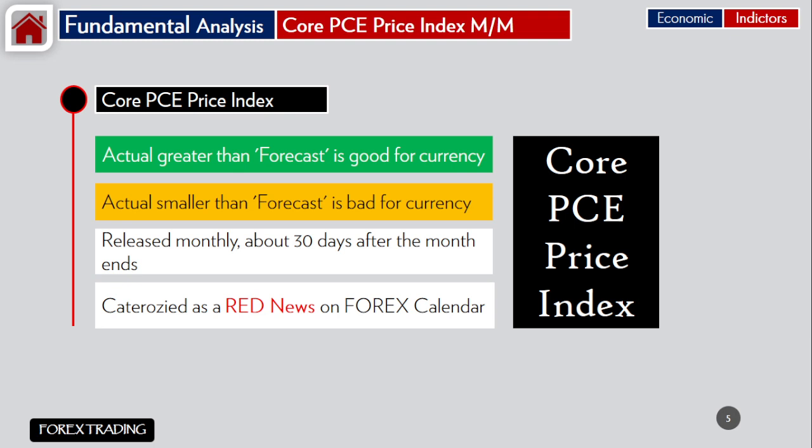Okay, when the data comes out in the market on a monthly basis about the core PCE price index, if the actual data is greater than forecast, it is good for the currency, and if actual data is smaller than forecast, then it is bad for the currency. It is released monthly, and it is categorized as red news on the forex calendar, meaning that forex traders need to watch out for this data. Either they can trade into profit or trade into loss based on the results of this data, and from there on they can also tailor their strategy on the basis of this released core PCE price index data.